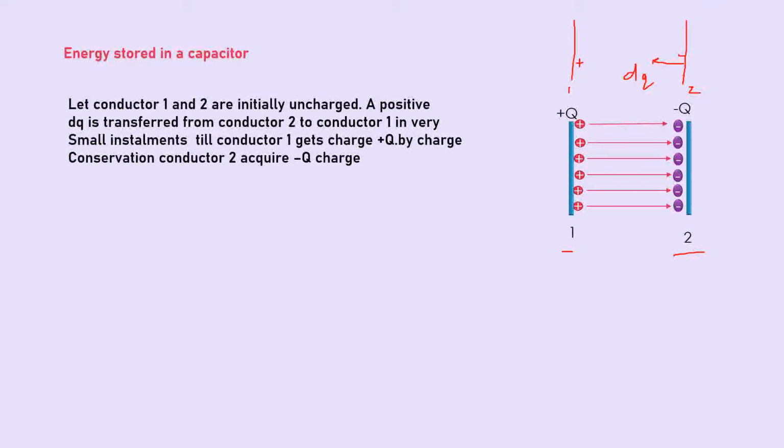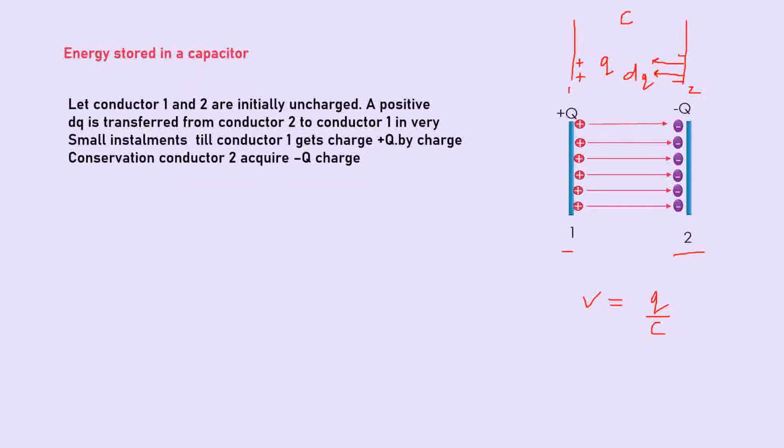If we take more charge in small amounts from plate 2 to plate 1, then plate 1 will keep acquiring positive charge and plate 2 will become negative. But let us suppose that at any intermediate stage the charge on plate 1 is Q. Capacitance of the capacitor is C. So potential difference V will be equal to Q by C.